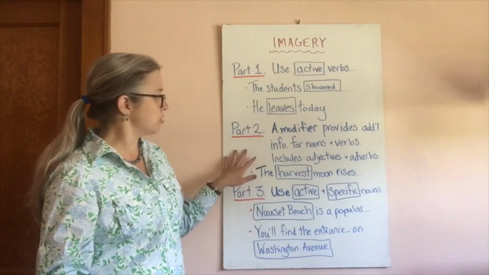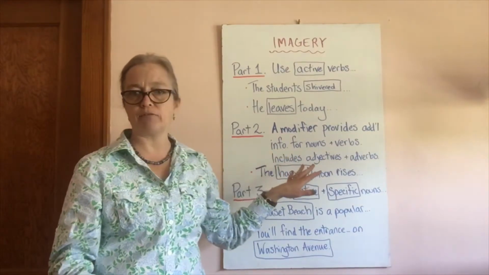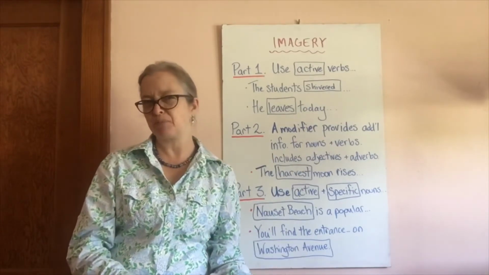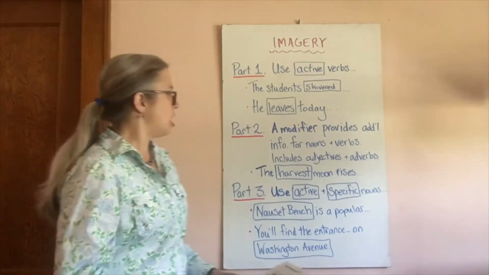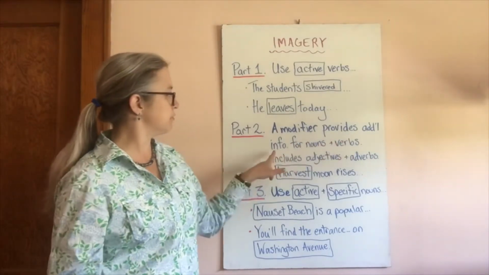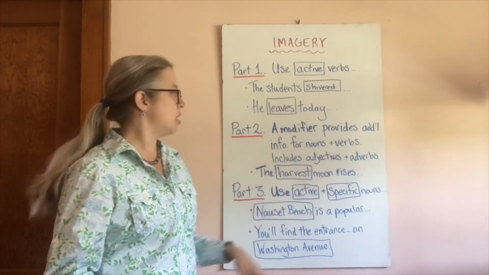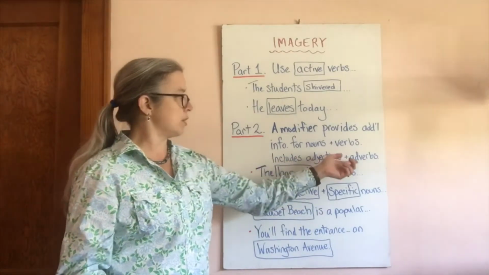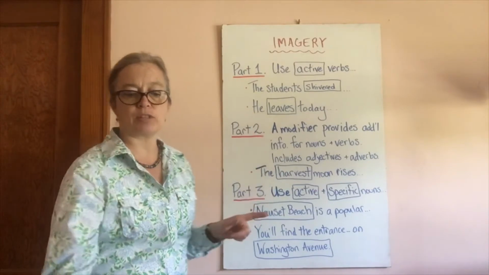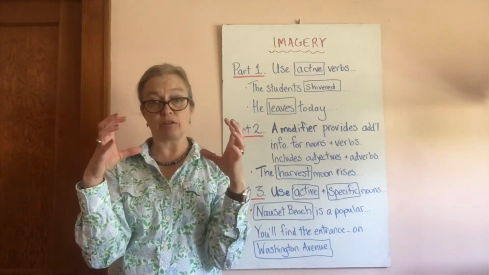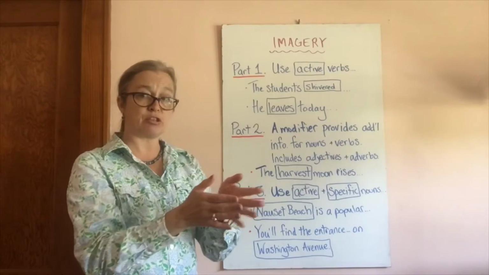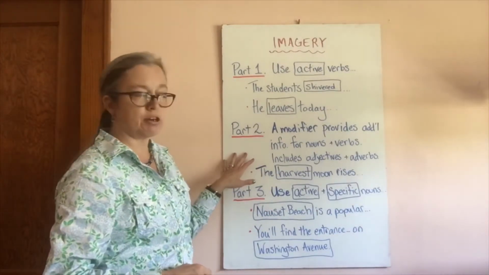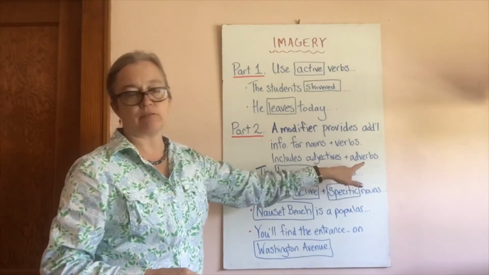Then in part 2, we're going to look at modifiers. So you've probably learned some of these parts of speech in the past, but you may not remember what this means. A modifier provides additional information for nouns and verbs. A modifier in its most simple form is an adjective or an adverb, one single word. Now, sometimes we create groups of words together to provide additional information about an action or a thing. But for now, for clarity, we'll just look at adjectives and adverbs.